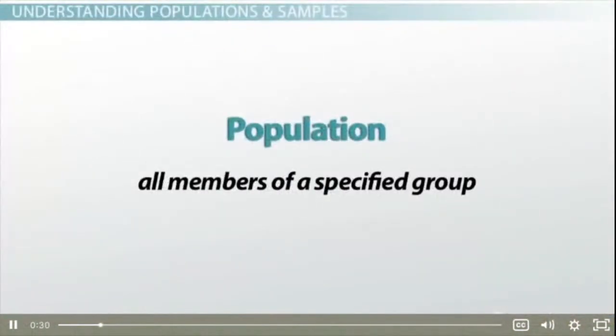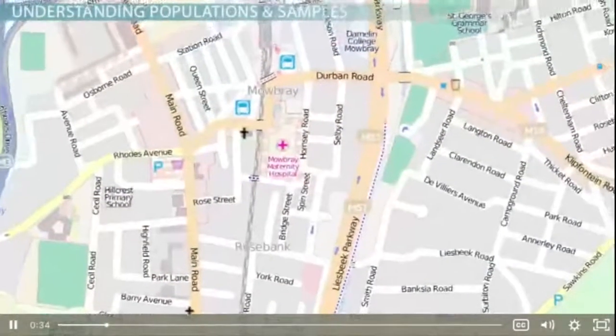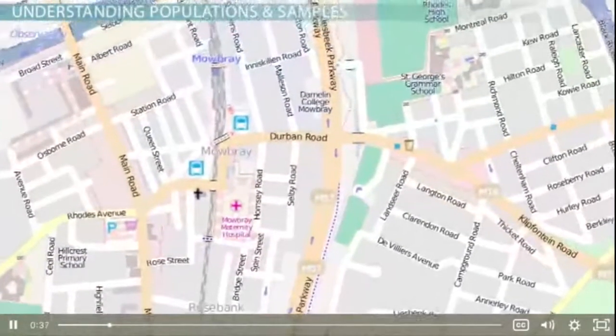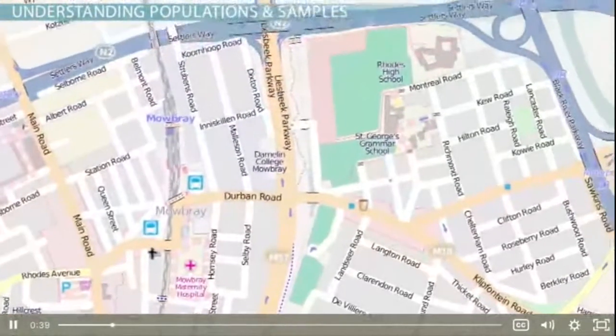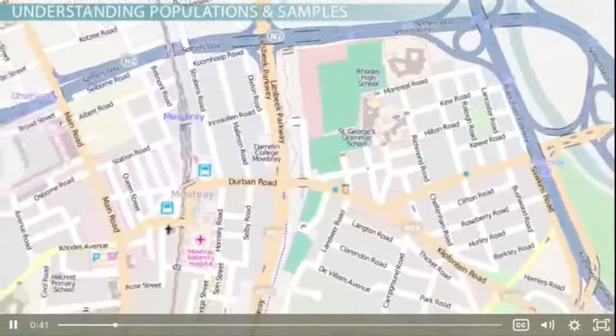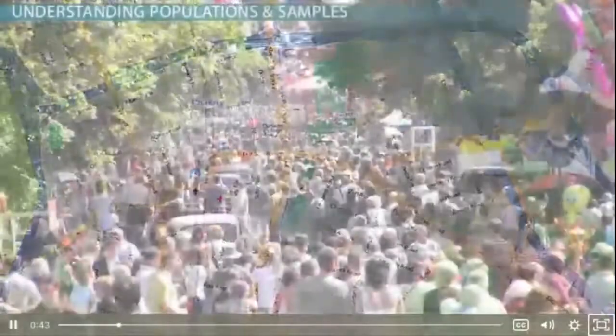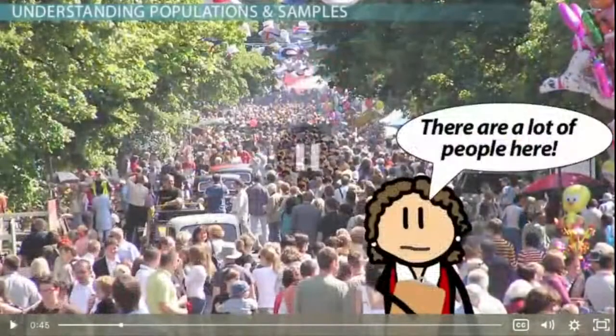A population is all members of a specified group. For example, in Lene's case, she is collecting data on a very literal population, the population of her town. All members of this town would be included in the population. However, most of the time it isn't practical.